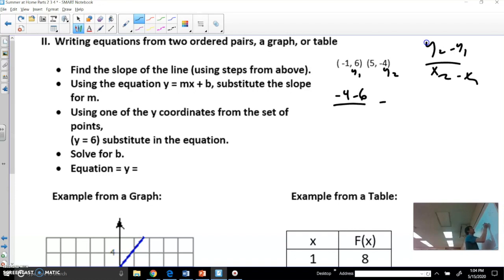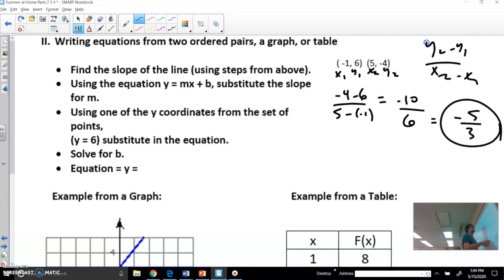-4 minus 6, and that's -10. And then we have our second x of 5, and we're subtracting the first x, which is -1. So we have 5 minus -1, that comes out to be 6. Then this simplifies down by dividing both of those values by 2. We get -5/3.